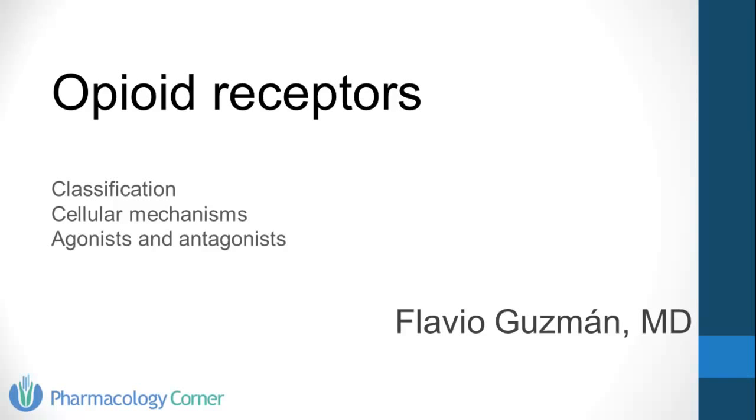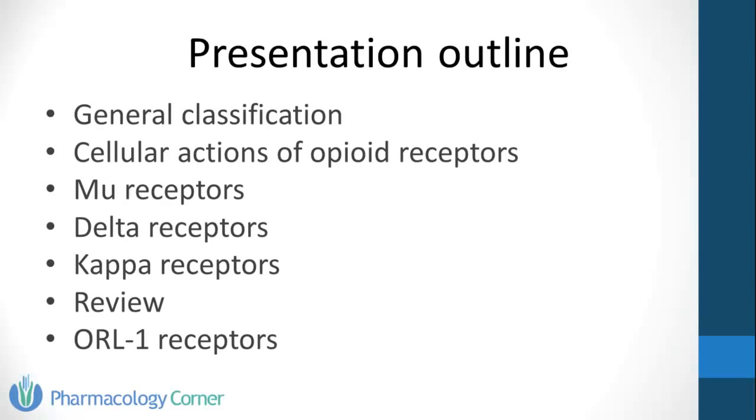In this video, I am going to talk about the pharmacology of opioid receptors. In this presentation, I will discuss the following topics: a general classification of opioid receptors, their cellular actions, mu, delta, and kappa receptors physiology, anatomical distribution, as well as their selective agonists and antagonists. After that, a short review, and finally some words on the opioid receptor-like one.